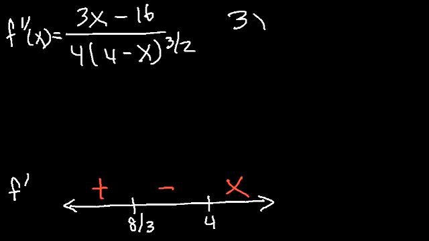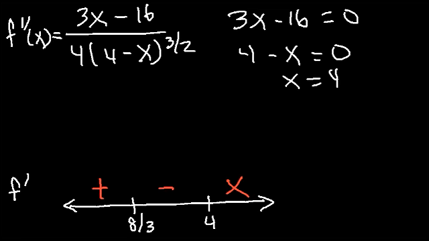So now let's set the numerator equal to 0 to get the points of interest, and let's set the denominator equal to 0. So we can see that the denominator is going to be 0 when x is 4. For the numerator, we need to add 16 and divide by 3, so it's going to be at 16 over 3.